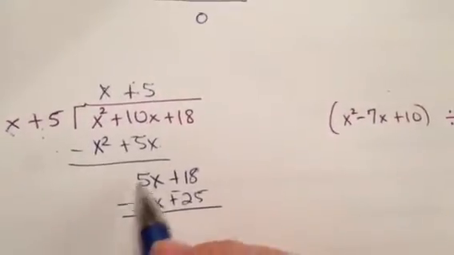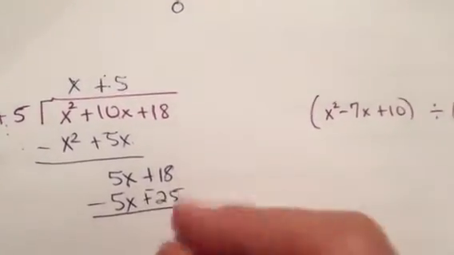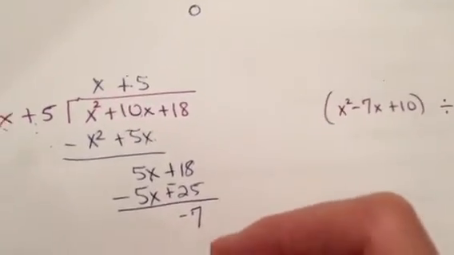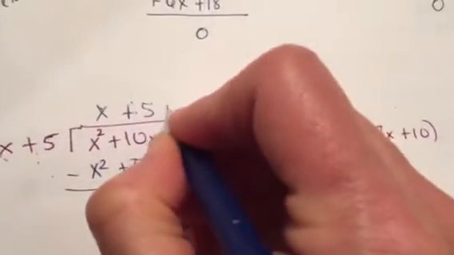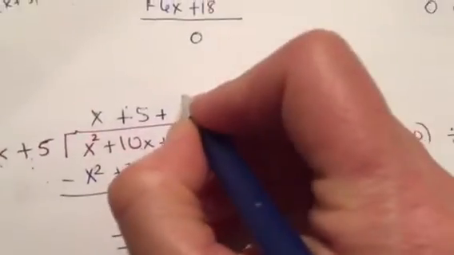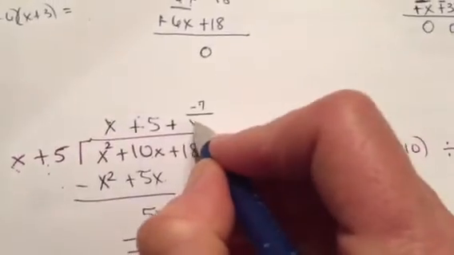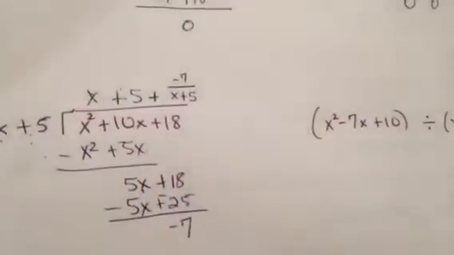Oh, good, I'm not going to have a remainder of 0. These cancel, but what's 18 minus 25 but a negative 7? So that's my remainder. The way you write the remainder is, I always add on my remainder, and my remainder is a negative 7, and you write it over the divisor, which is x plus 5. So that's how you write it if there's a remainder.